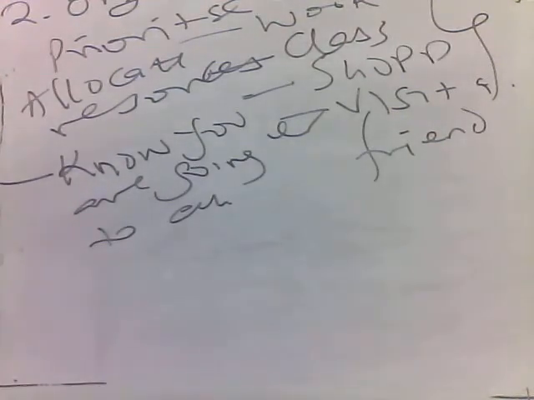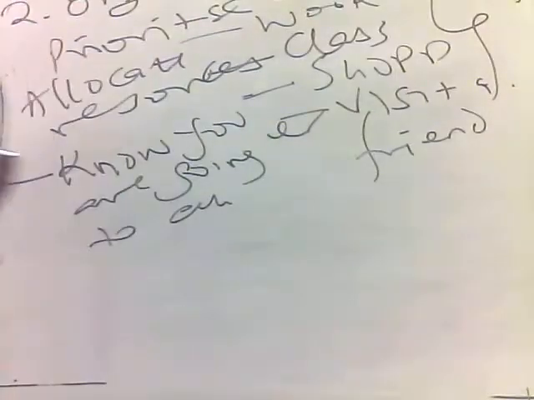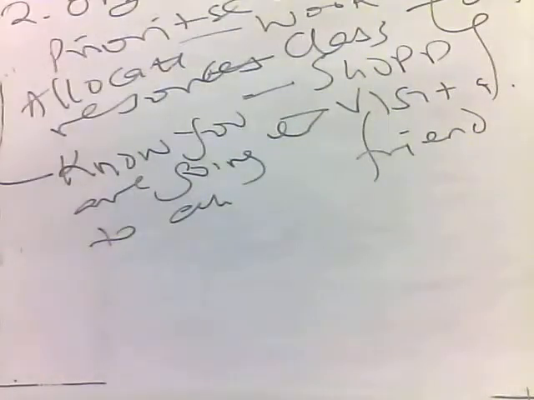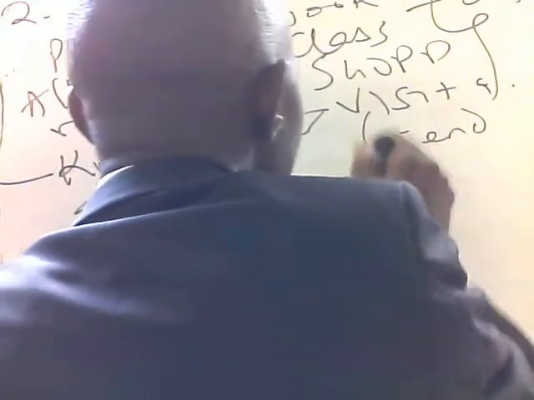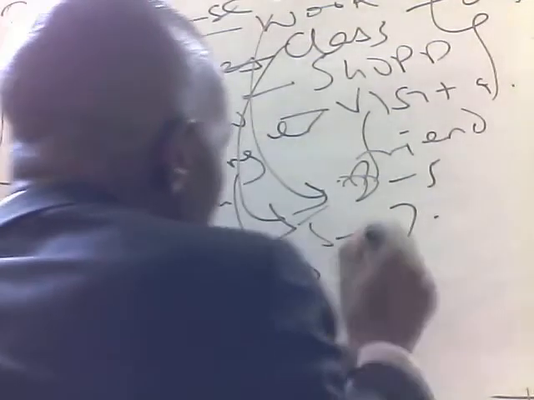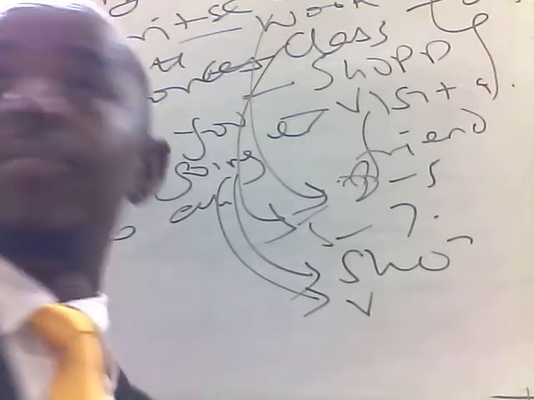You organize. If you are talking about going to work, I will be at work from 8 to 5. You are allocating resources now. Remember, going to work 8 to 5, you are allocating time as a resource. Now, after 5, I will go to class from 5 to 7. From 7, I will go for shopping. And then from 8, I will go visit my friend. You are allocating resource, which is time.